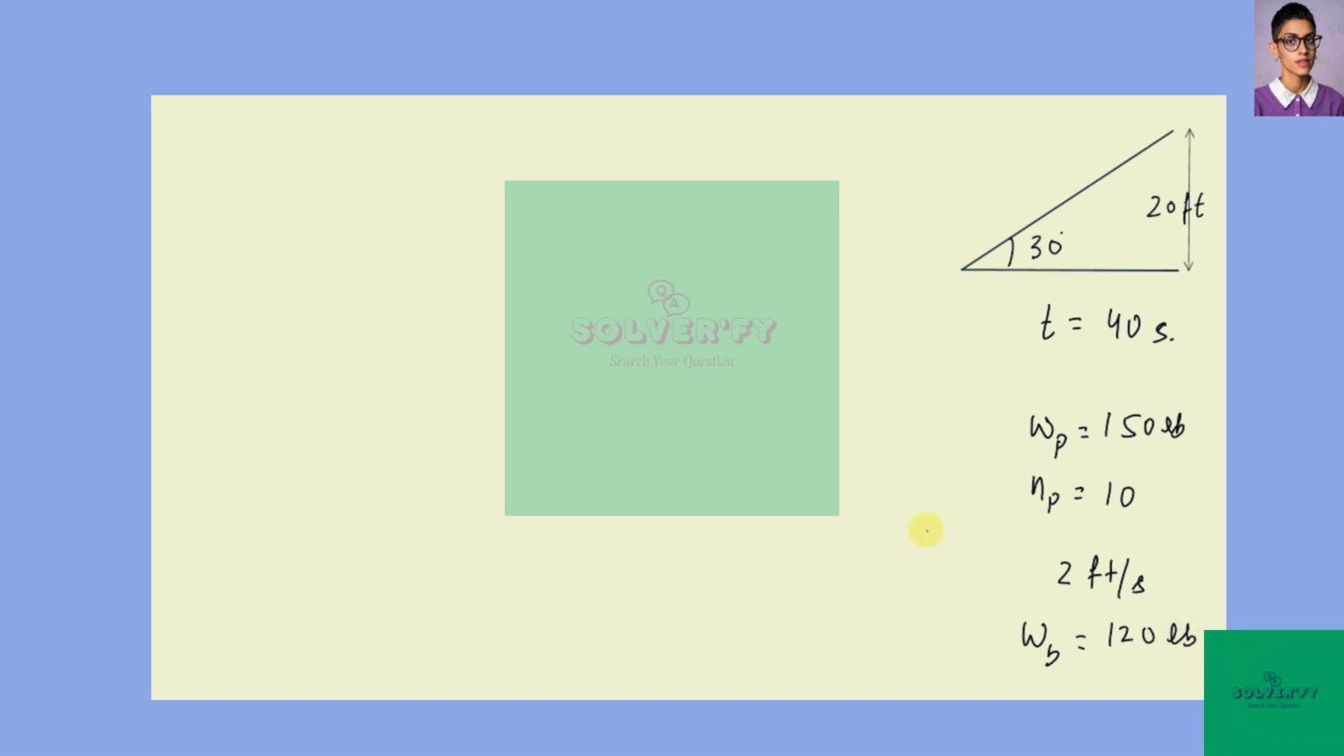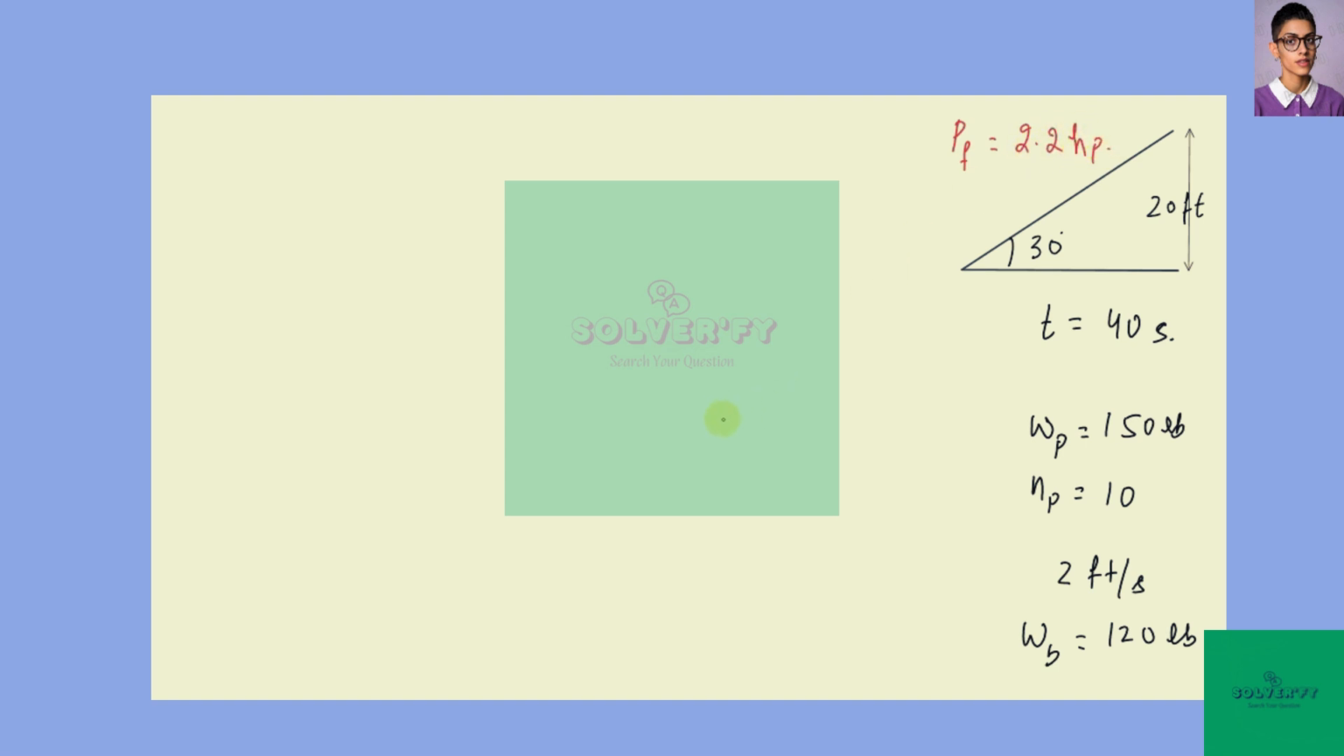We have to calculate the power required by the driving motor to maintain a constant speed of the escalator. We are also given that the no load power consumption is 2.2 horsepower. So this is the no load power consumption to overcome the friction, given as 2.2 horsepower.